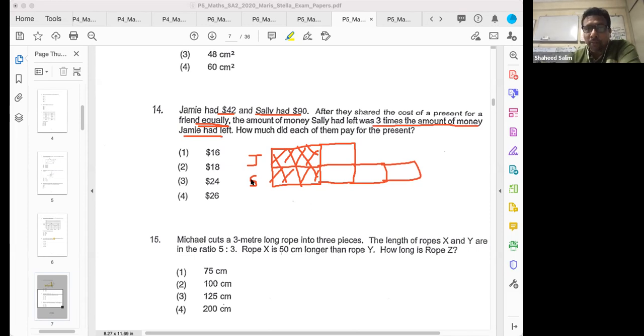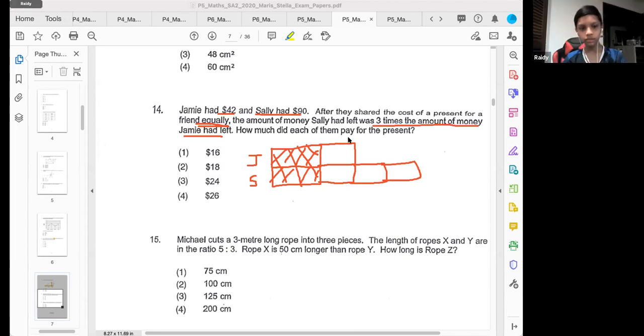So what to do now? How much did each of them pay for the present? So, Mr. Raidi, how do you do this now? Your explanation, how you wanted to explain, you tell us.